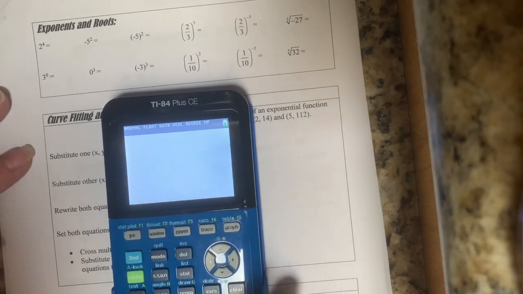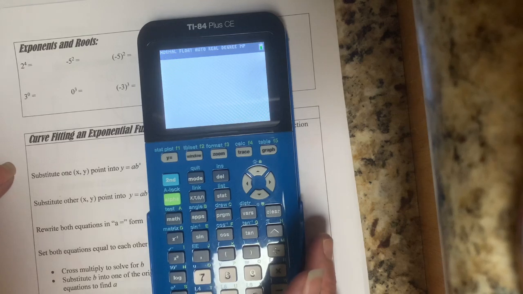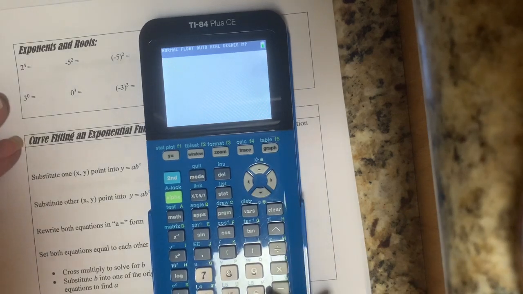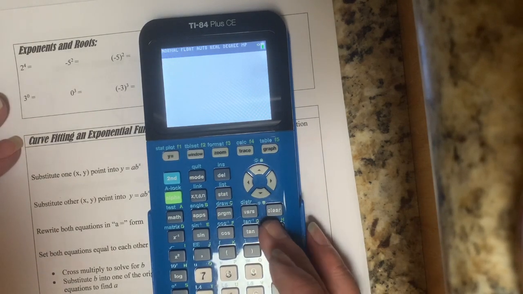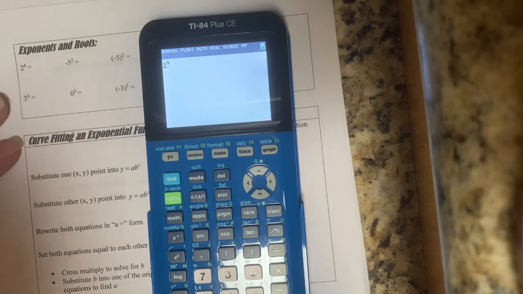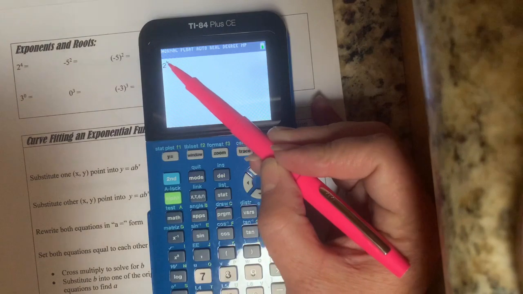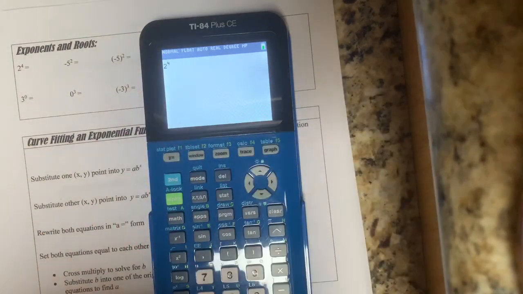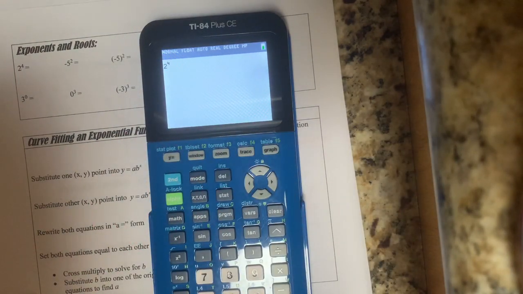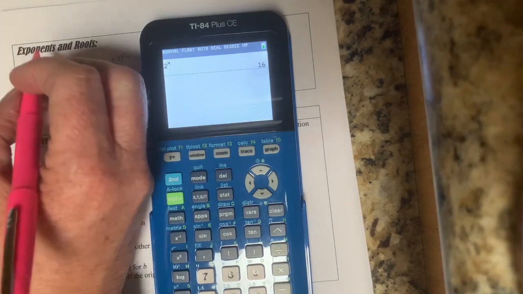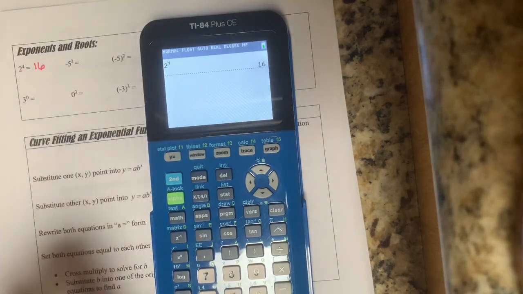So if our first example is 2 to the 4th power, remember that we're going to hit the 2, we're going to hit the caret, and then we hit the 4. And as you are watching your video, you should notice that that is happening in the calculator, that you can see it says 2 to the 4th power. You're going to hit enter and it turns out that that's 16.